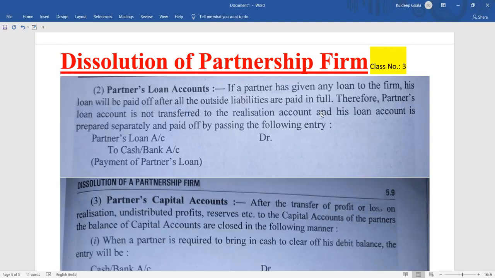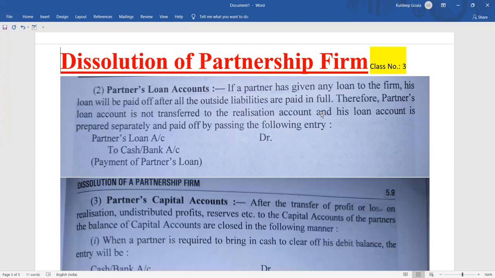So that I will explain today, and we will take up a complete sum. Complete means it will have realization account, partners' capital account, partners' loan account, and a cash book, that means we have to prepare the cash or bank account. So that is the complete nature of a question, and that type of complete question we are going to take up today.